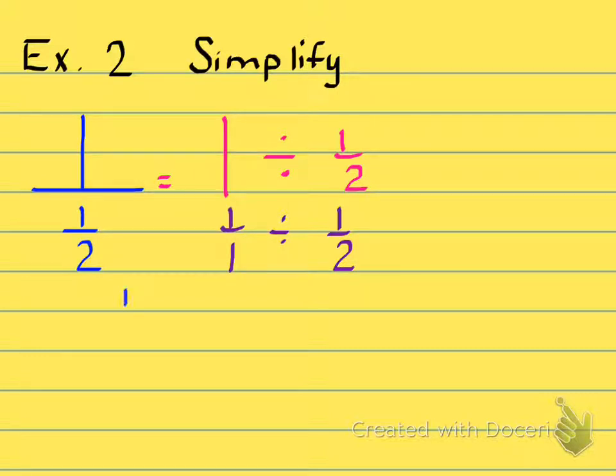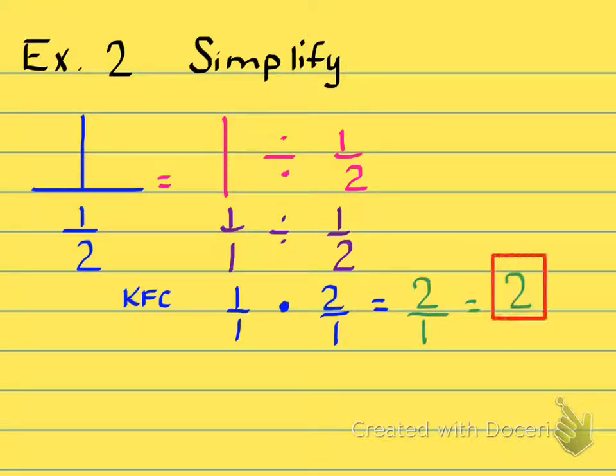So now we're going to do our keep, flip, change step, which is right here. So we still have 1 over 1, that's the keep. We're going to change our sign, and we're going to flip 1/2 and make it 2 over 1. So now we're going to just multiply straight across. 1 times 2 is 2, and 1 times 1 is 1. So our final answer we get here is 2, and then you want to make sure you put a box around it.